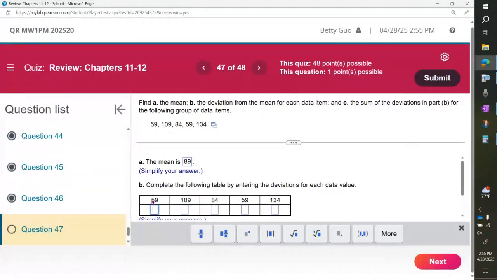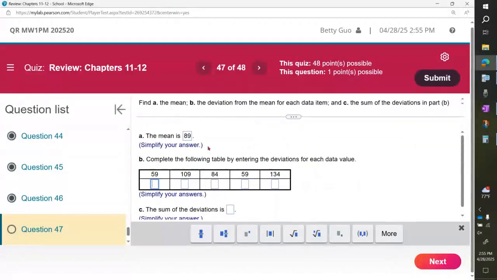Now deviation, we're going to use each value minus the mean. 59 minus 89, negative, don't forget the sign, negative 30. 109 minus 89, that's positive, positive 20. 84 minus 89, negative 5. 59 minus 89, also negative, negative 30.